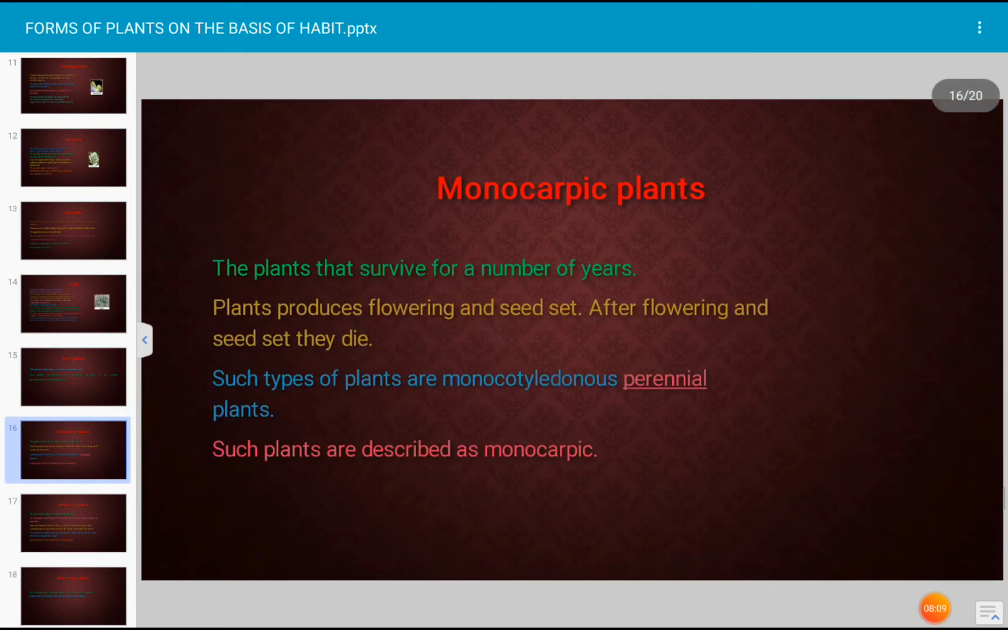Next, monocarpic plant. The plant survives for a number of years. The plant produces flowering and seed set. After flowering and seed set, they die. Such plants are perennial plants, and such plants are described as monocarpic.